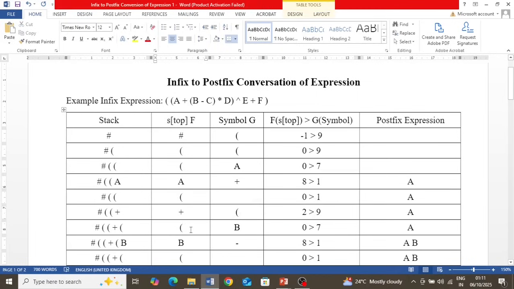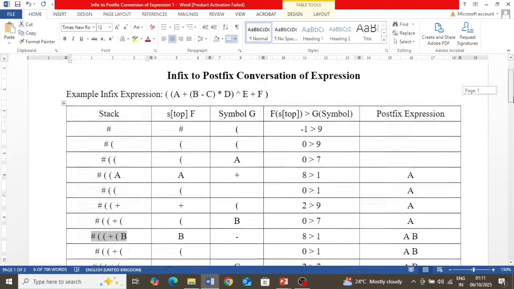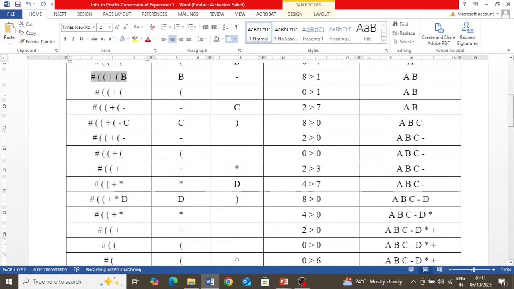Compare between the opening parenthesis precedence value and the precedence value of b. So the precedence value of the opening parenthesis in the function f is what? 0, whereas the precedence value of b in the g is 7. Is 0 greater than 7? No. Hence we will push b into the stack body. So my stack contents will be these. So the top of the stack we have b. So b will be placed here.